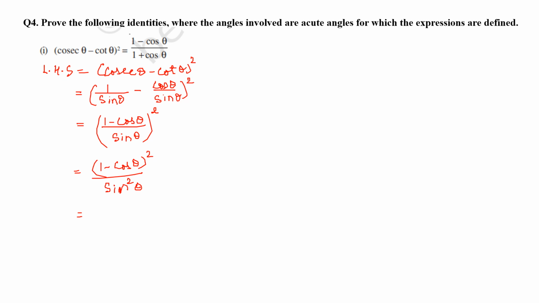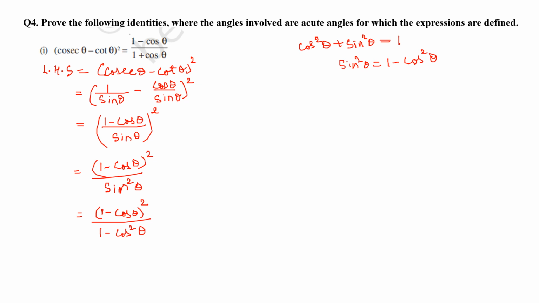And if you remember, we have an identity cos square theta plus sine square theta is equal to 1. Now from here I can write sine square theta is equal to 1 minus cos square theta, isn't it? Here I have transposed cos square theta from LHS to RHS, so it became 1 minus cos square theta. Now in place of sine square theta, I am going to write 1 minus cos square theta. So it will become (1 minus cos theta) whole square by 1 minus cos square theta, isn't it?